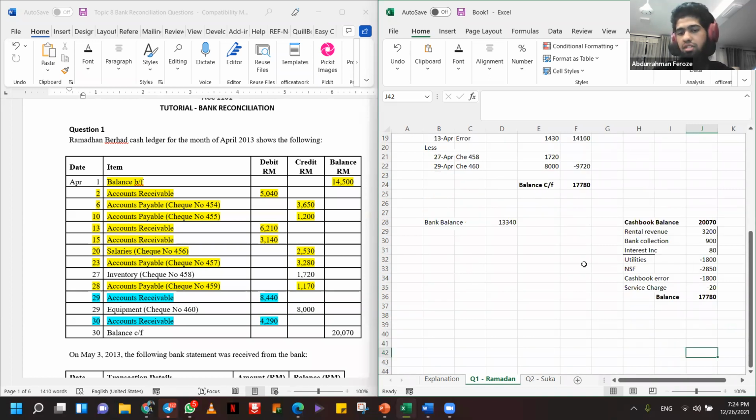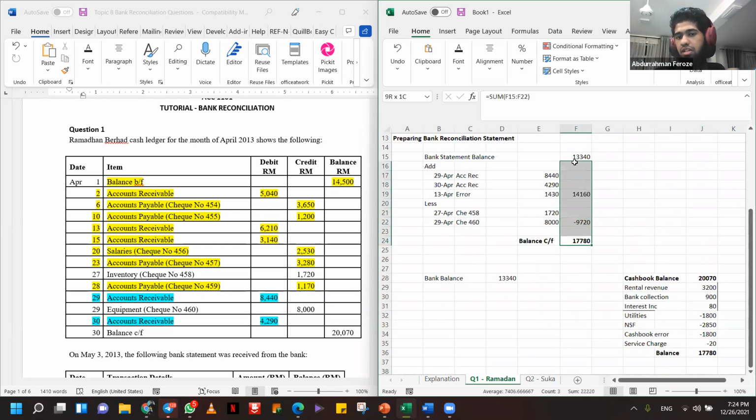So the idea is when you do the cash book balance and the bank balance together, it should appear side by side. So rather than doing one at a time, you do it simultaneously, and you hope to end up at this value, right? Once you end up at this value, that is the adjusted cash balance, and then you can easily prepare the bank reconciliation statement.